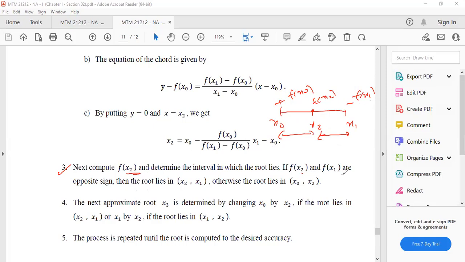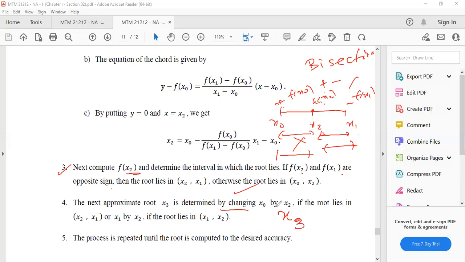If f(x2) and f(x1) are of opposite sign, let's say this is plus, this is after this our bisection method continues. It says if it is plus, we can't take this interval, we take this interval. So if it is opposite sign, the root lies between x2 and x1. Otherwise, if it is minus, you don't take this side, you reduce this side. That's what it says. And then they say the next approximate root x3. After that we have to find x3 now.